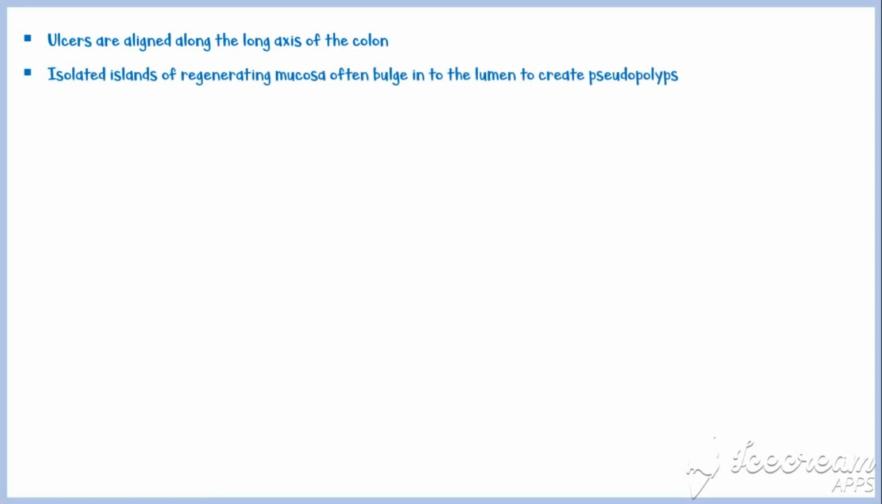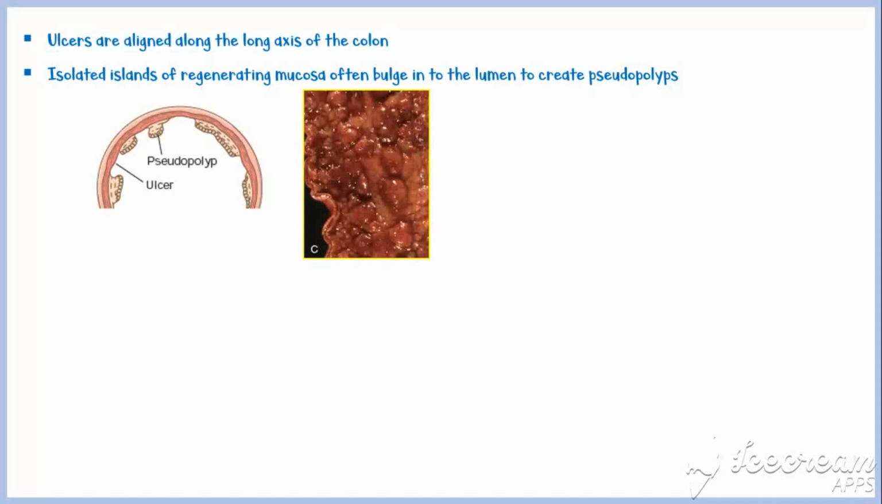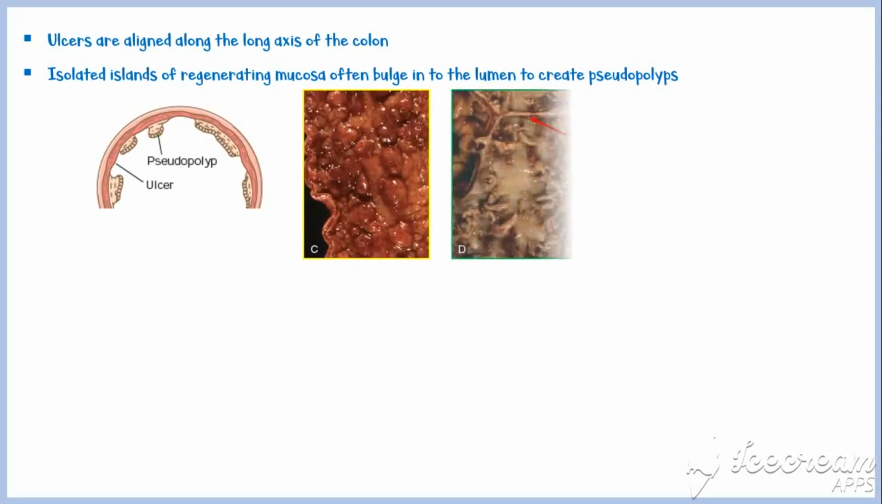Ulcers in ulcerative colitis are aligned along the long axis of the colon. Isolated islands of regenerating mucosa often bulge into the lumen to create pseudopolyps, as you can see in this picture. Here is a gross image showing pseudopolyps. Tips of these polyps may fuse to create mucosal bridges, as you can see in this picture.